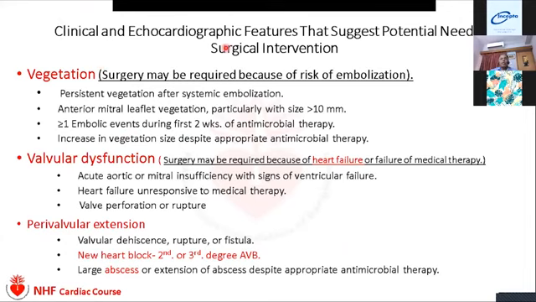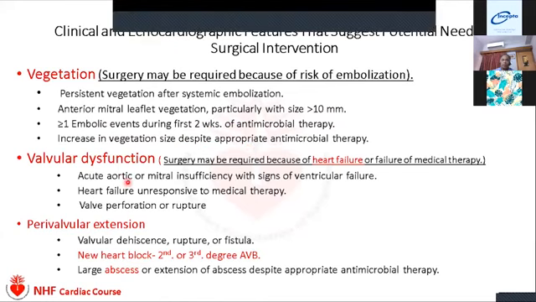There are some clinical and echocardiographic features that may suggest potential need for surgical intervention. One is vegetation, another is valvular dysfunction, and third is perivalvular extension. Vegetation: surgery may be needed because of risk of embolization, like persistent vegetation after systemic embolization, anterior mitral leaflet vegetation, particularly if size is more than 10 millimeter, and one or more embolization even after treatment is started, and increasing size of vegetation in spite of appropriate medication.